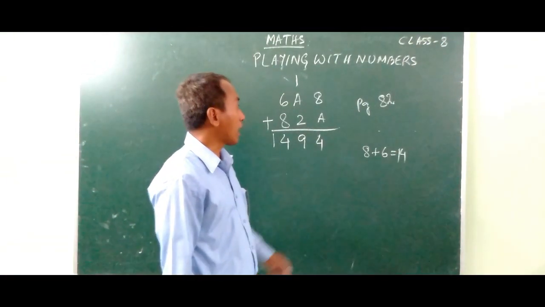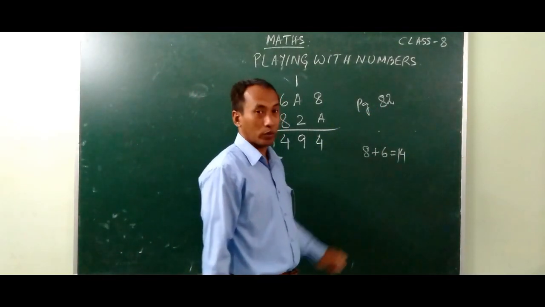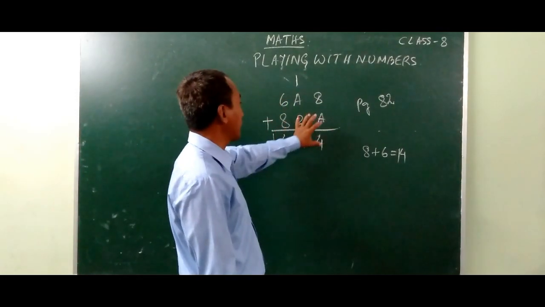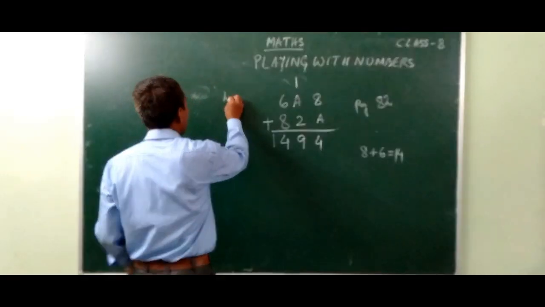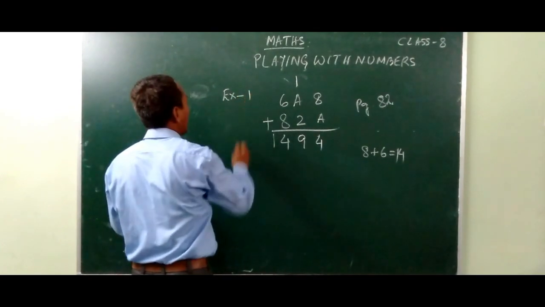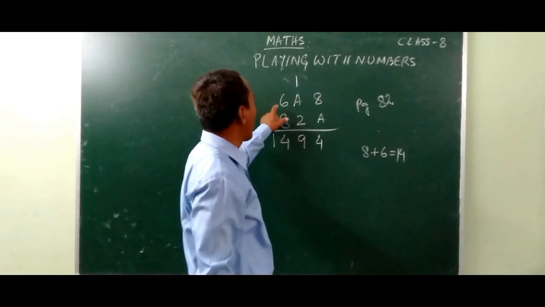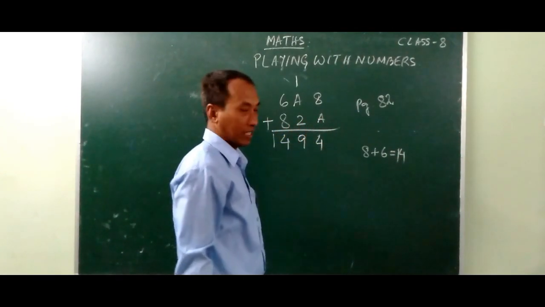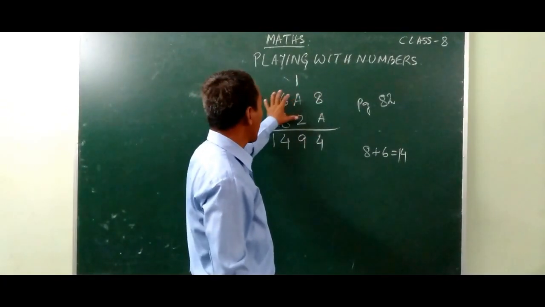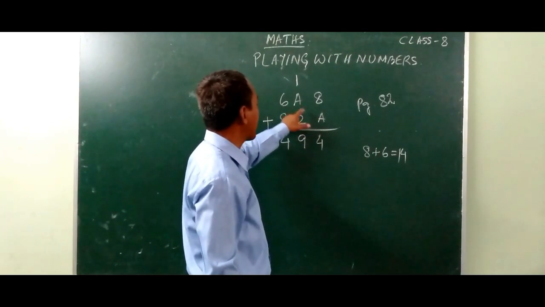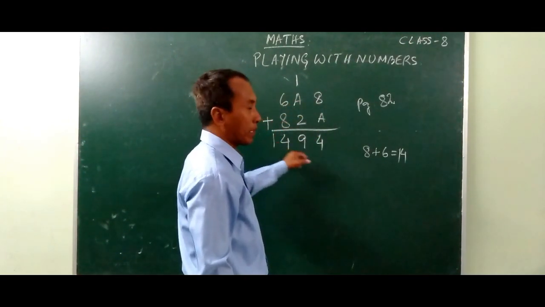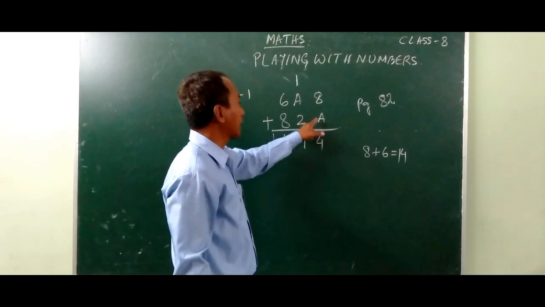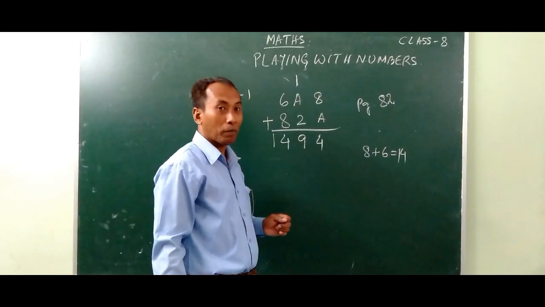So students, now take out page number 82. On page number 82, some puzzles are given. This is example number 1: 6A, 8, 2A. Here, instead of numbers, alphabets are given to make a puzzle.